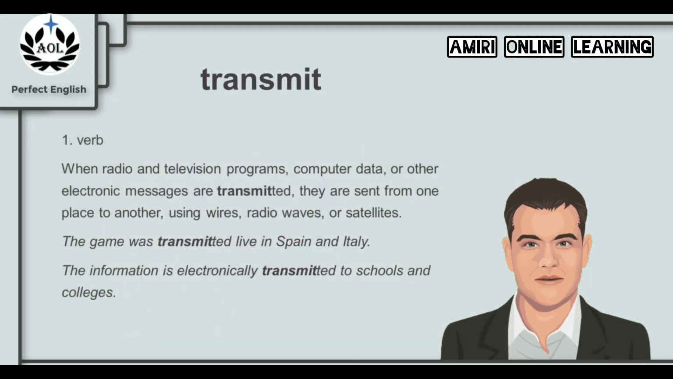When radio and television programs, computer data, or other electronic messages are transmitted, they are sent from one place to another using wires, radio waves, or satellites. For example, the game was transmitted live in Spain and Italy. Or we can say the information is electronically transmitted to schools and colleges.